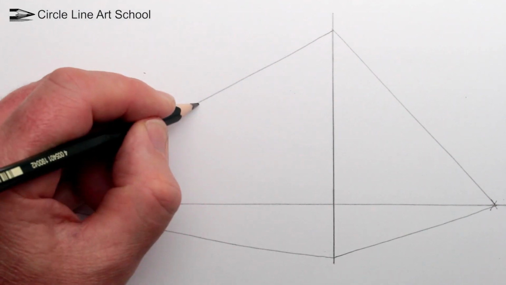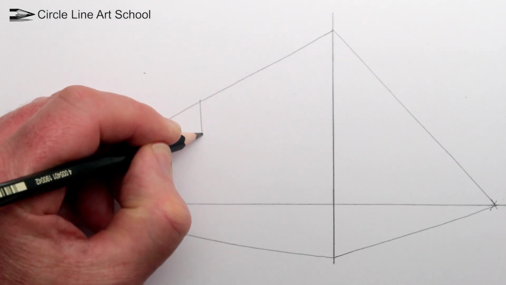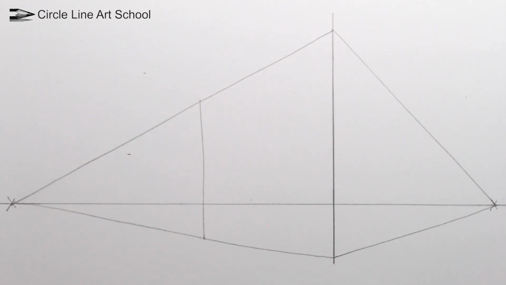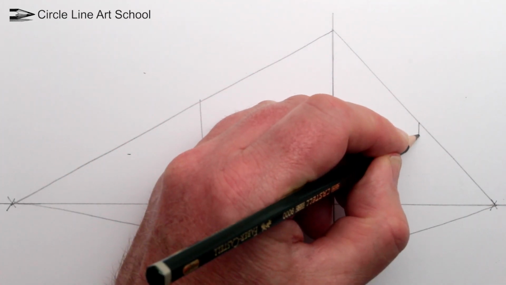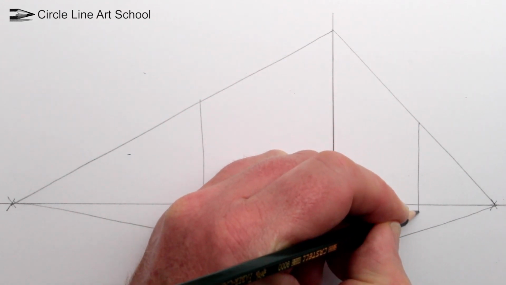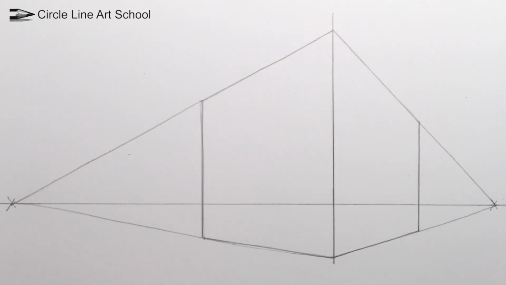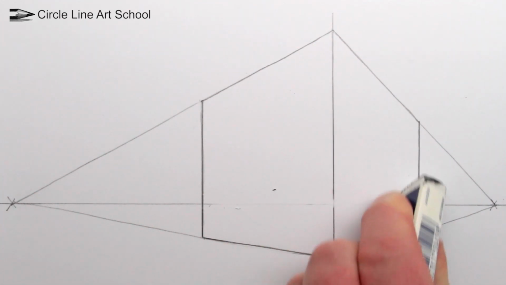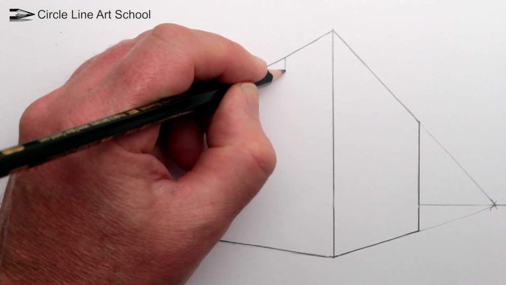Now draw a vertical line on the left, and then another vertical line on the right of the original vertical line that we drew first of all. You can make these lines darker and erase the horizon line that goes through the block, as we want to make this block look solid.